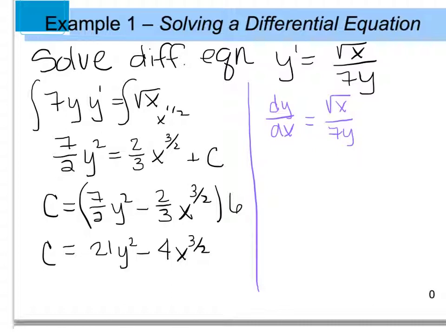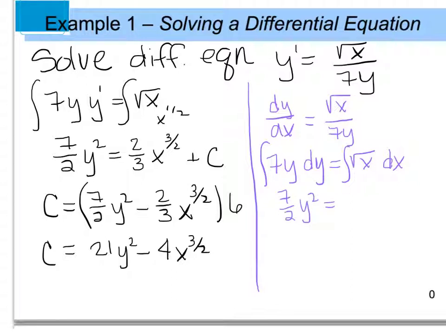Now, as with any other differential equation, I'm going to separate my variables, and I'm going to get the y's and dy's on one side and the x's and dx's on the other. So to do that, I'm going to end up with 7y dy is equal to the square root of x times dx. And then I'm going to integrate just like I did before. So when I integrate both sides, when I integrate 7y dy, I still end up with my 7/2 y squared is equal to my 2/3 x to the 3/2 plus c. And I'm going to clear out my denominators and set c equal to the rest of my stuff. So I still end up with c equals 21y squared minus 4x to the 3/2.